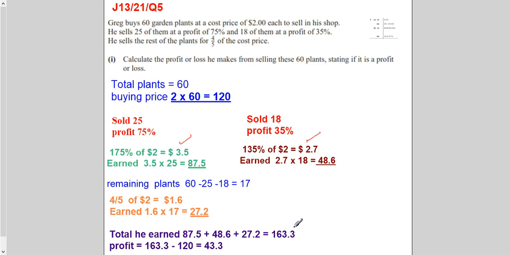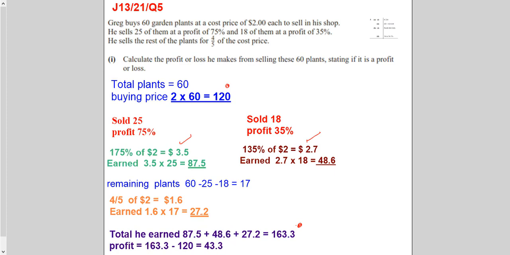It is 163.3. 163.3 is more than 120, so it means there is a profit. And we have found the profit is 43.3, and the question was saying calculate the profit or loss. So we are saying there was a profit, $43.3.